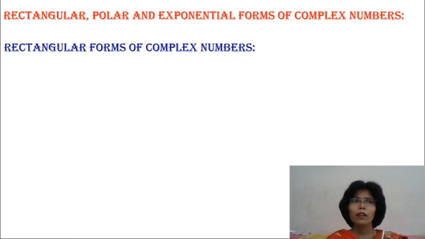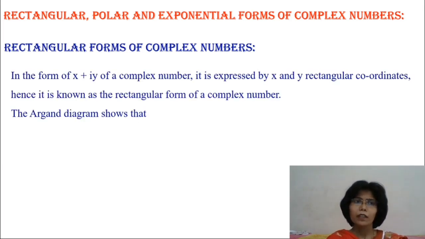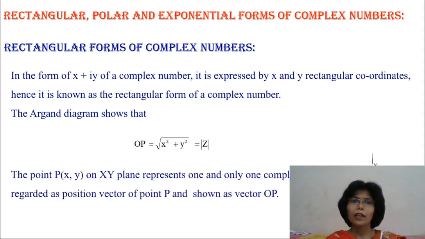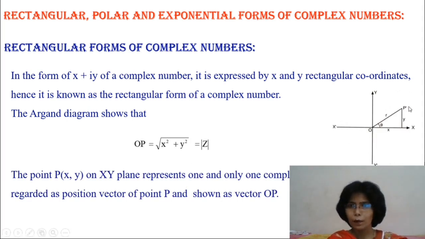Now we'll study about the rectangular, polar and exponential forms of complex numbers. First of all, we'll study the rectangular form of complex number. In this form, x plus iy of the complex number is expressed by x and y rectangular coordinates, and hence it is known as the rectangular form of complex number. The Argand diagram shows that OP is equal to, here is the point P which has the coordinates x and y. This is the x coordinate and here is the y coordinate. So OP is equal to square root of x square plus y square, which is equal to mod of z.